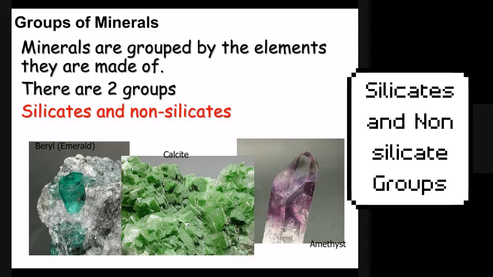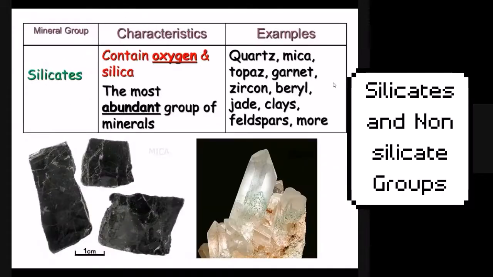So first, let's take a look at the silicates. The silicates, all they are is they contain oxygen and silicon. They're the most abundant group of minerals. There's a lot of silicates out there. And there's also just a lot of quartz out there as well. So you can see quartz right there on the right. Here's quartz as well in a geode. Here's another geode. Here's an entire rock made out of quartz. There's a lot of quartz out there.